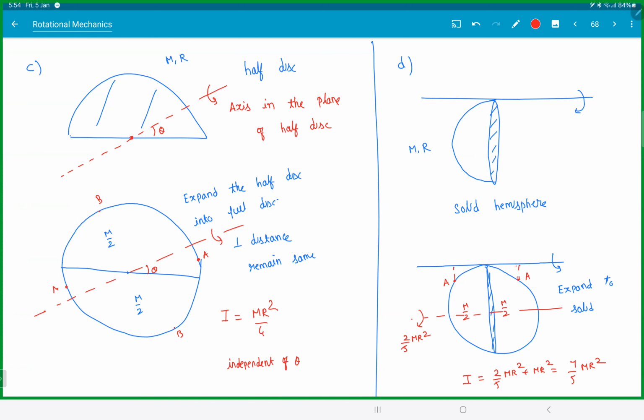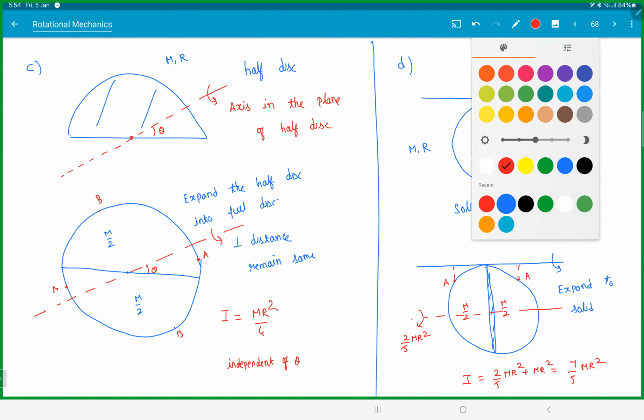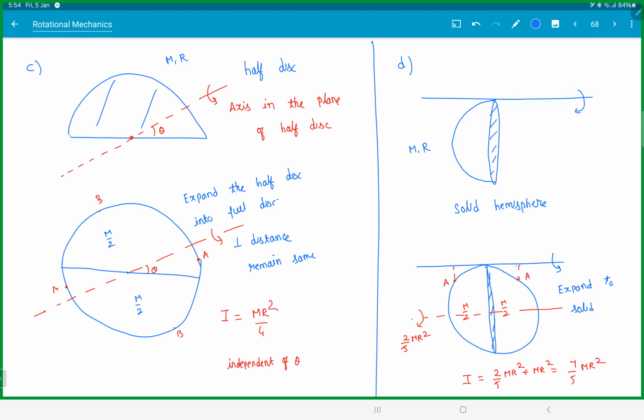Won't both of them? I'm expanding the half shell into full, na? So it is m by 2, m by 2. I'm not changing the mass. I'm keeping the mass still the same. Normally, what you can do, na, Anika, what people do is they'll say, let's put one more. Then the mass will become 2m, na?